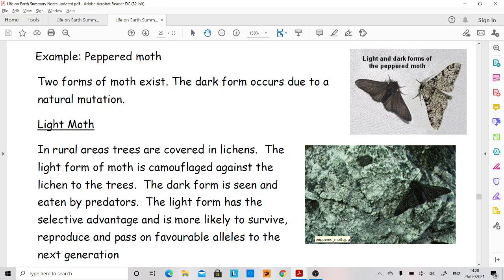And when they did the studies before the Industrial Revolution, the speckled form of the moth was much more prevalent. This is because they were surviving and passing on their genes to the next generation.